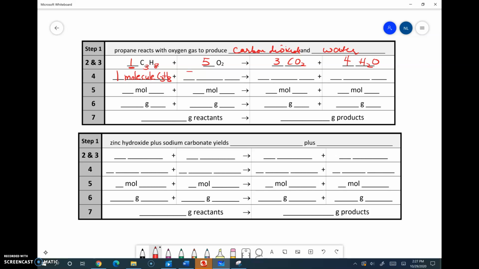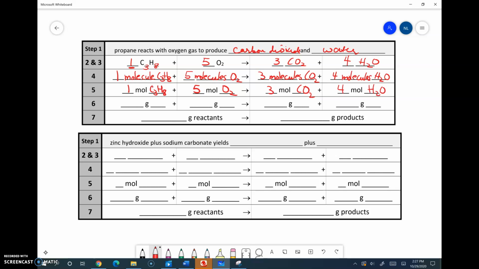This will be 5 molecules of O2, 3 molecules of CO2, and 4 molecules of H2O, just like that. So the word molecule is going to be used for covalent compounds. All right, now we also know that these coefficients mean moles. So you're just going to put 1 mole C3H8, 5 mole O2, 3 mole CO2, and 4 mole H2O.